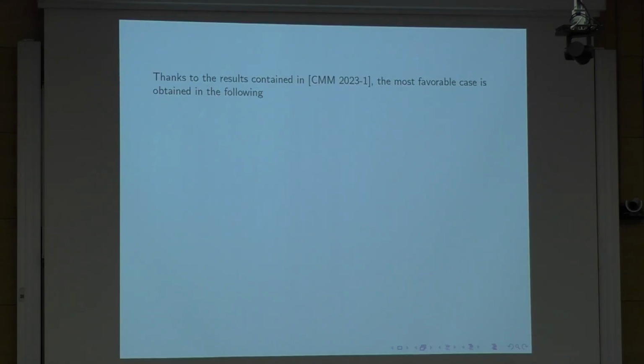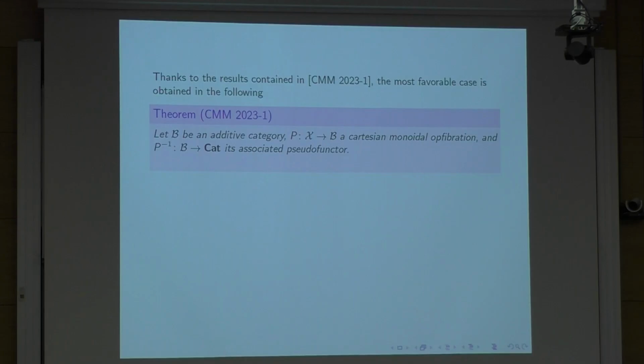Okay, and again, if we start with the Cartesian monoidal opfibration with codomain an additive category, then the associated pseudo-functor factors through symmetric 2-groups if and only if the fibers of P are groupoids. So the case of groupoidal fibers makes everything easier.